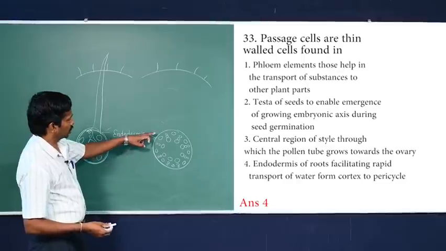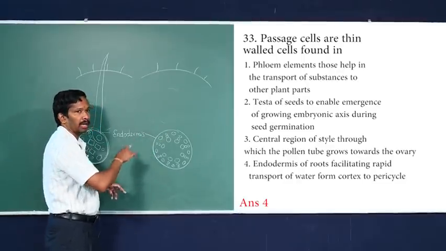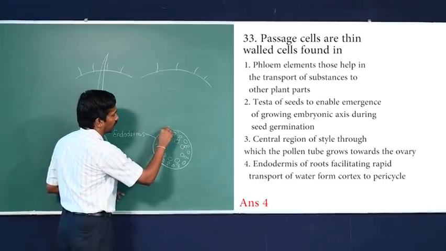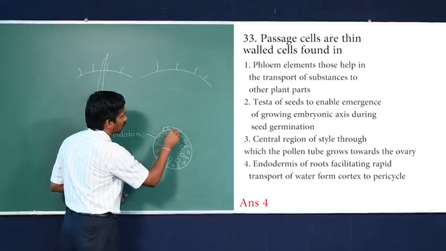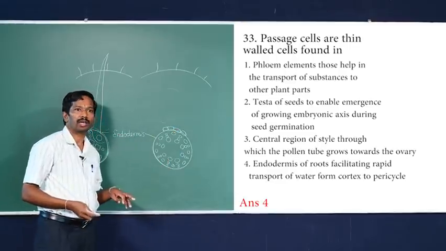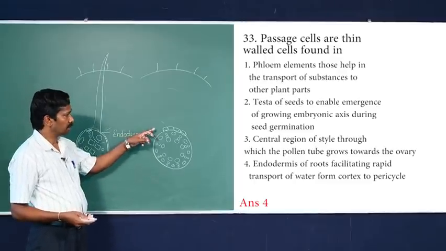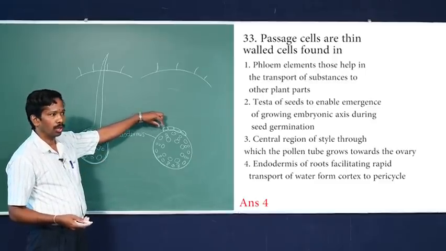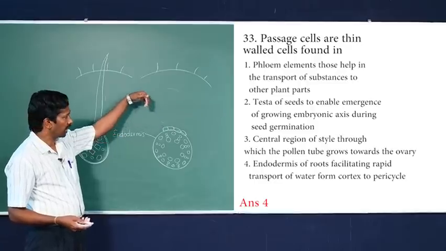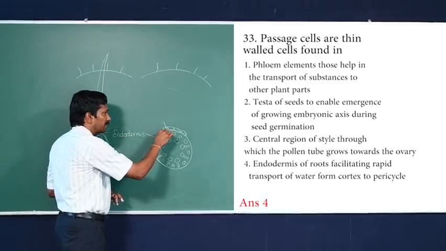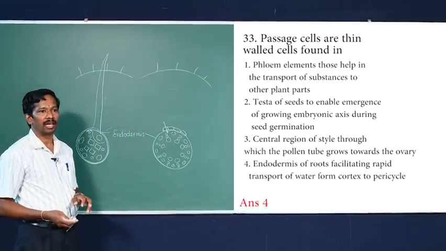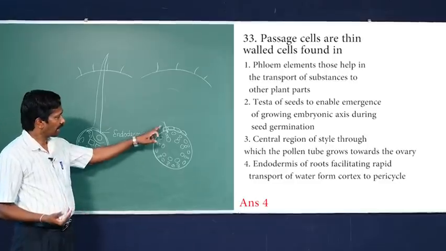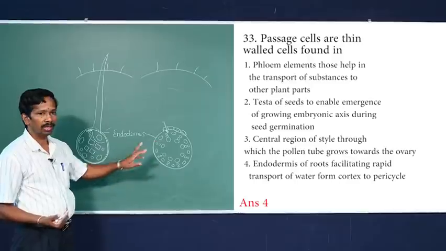33. Passage cells. So if you compare the entire anatomical portion of a dicot or monocot root system, the innermost layer of cortex is endodermis. Endodermis has suberized thickenings, and those suberized thickenings are called Casparian thickenings. When suberin is present, water does not enter into the vascular bundle. So there are some cells of endodermis which are responsible for entry of water, where Casparian bands are absent, and such cells are called passage cells. So answer should be 4 for question number 33, endodermis of roots facilitating rapid transport of water from cortex to the xylem elements.